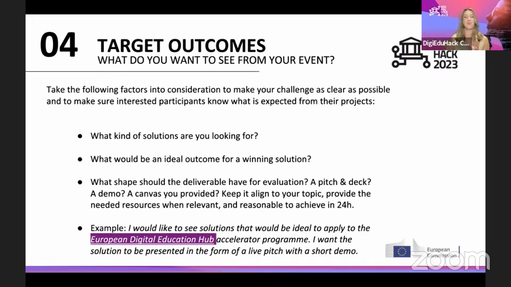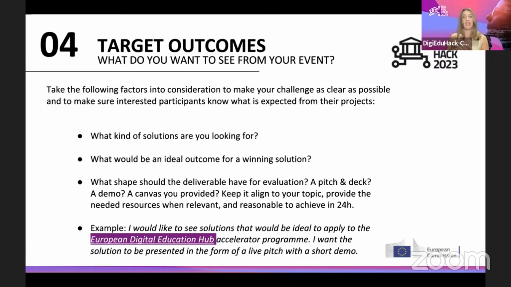So what kind of solutions are you looking for? We've gone through this a few times, so I'm not going to go more into that, but always have that clear. And even if it's clear to you, it might not be clear to everyone. So have that clearly communicated. What would be an ideal outcome for a winning solution? This could be your ideal outcome. If you have any stakeholders or partners, you could ask them for ideal outcomes to have a few, maybe to give out as inspiration of potential solution examples or whatever. But what's the ideal outcome that you're looking for, and how can you form a question again that answers that?